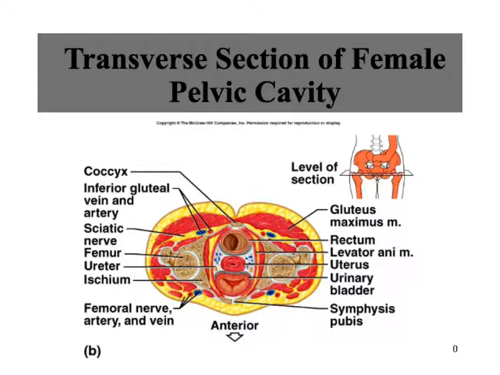You can see in this cross-section the general arrangement and layout of the organs. We mentioned the bladder being sort of anterior to the uterus, with the rectum remaining posterior, and lastly the coccyx of the spine, and some of the other organs in that general area.